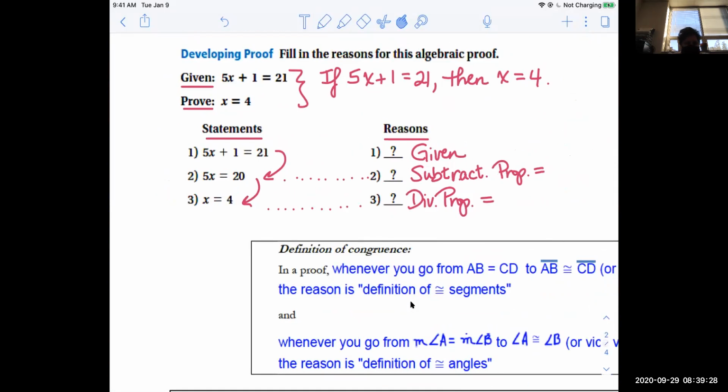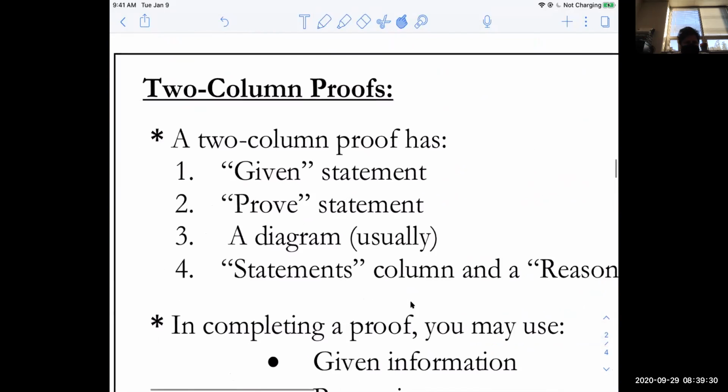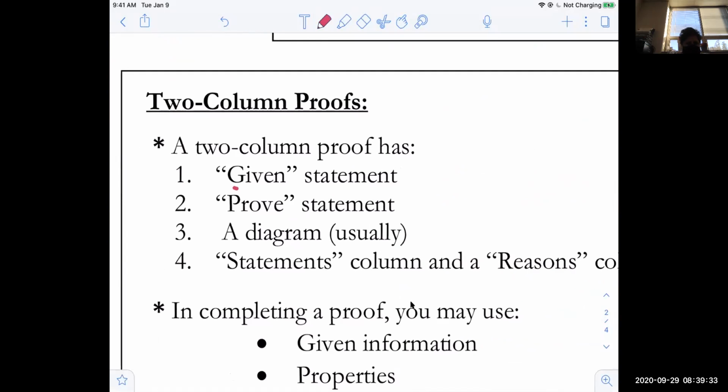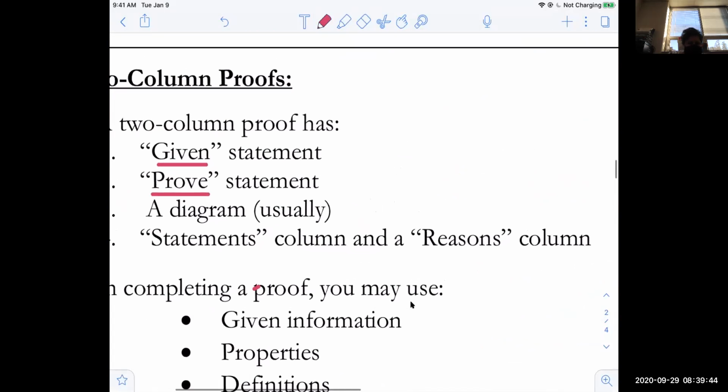Okay, so these are the different parts of a 2-column proof. You have a given, you have a prove statement. You will usually in geometry have a diagram. These are algebraic proofs, so there's no diagram. Typically, you will have a diagram. Okay, you'll have a statements column and you'll have a reasons column. Those are the things that you'll see in a 2-column proof.